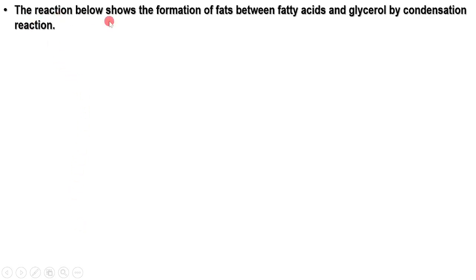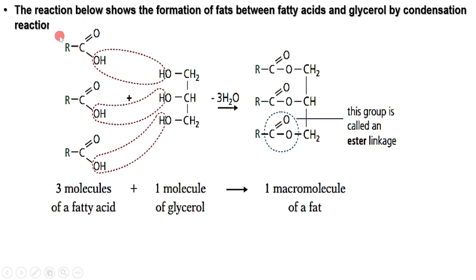The reaction below shows the formation of fats between fatty acids and glycerol by condensation reaction. So you will find that this represents a carboxylic acid like palmitic acid, reacting with glycerol. This is glycerol. This is a carboxylic acid, which is a fatty acid. There are three of them actually, 1, 2, 3. Then here we have one glycerol.